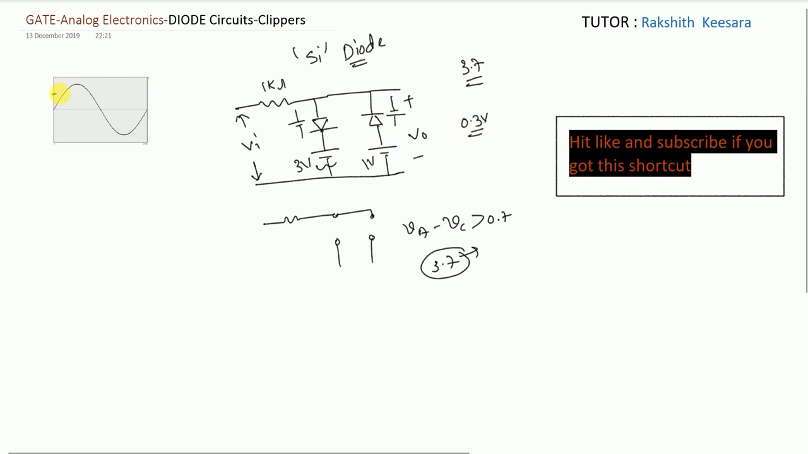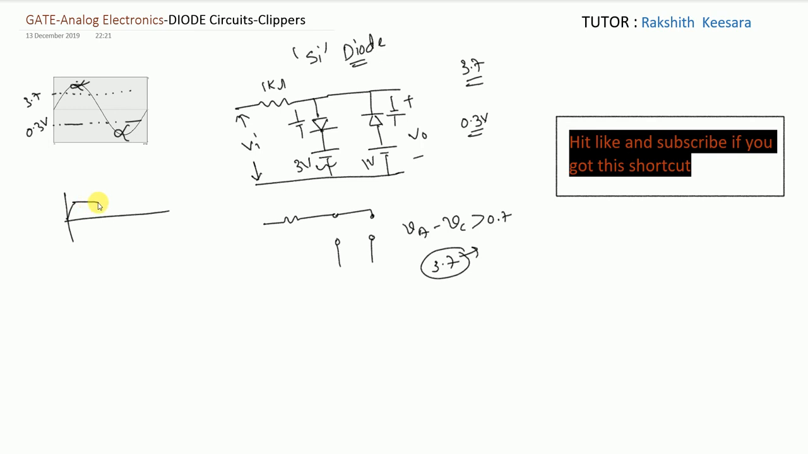So draw 3.7, 0.3 volt. So since it is connected to positive, the positive part which is above 3.7 volt is clipped off. This is clipped off. And the negative part which is below 0.3 volt is clipped off. This is clipped off. So this is the output, guys. It will go up to 3.7, straight line. Since it is 0.3, it will be very low. This is the output. This is 3.7 volt and this is 0.3 volt.